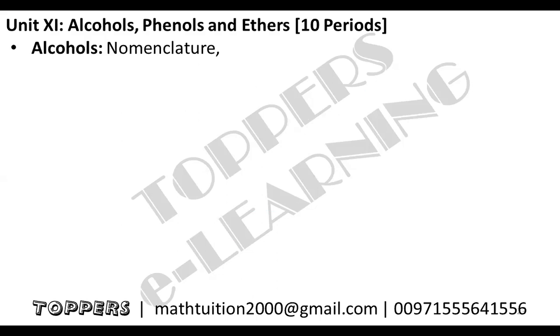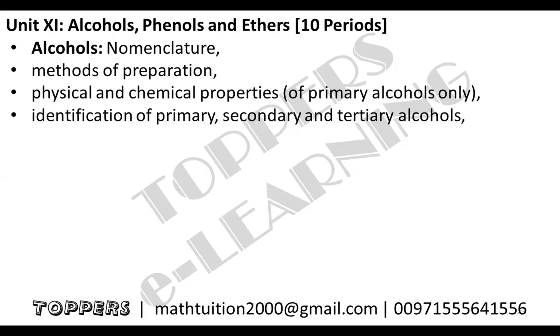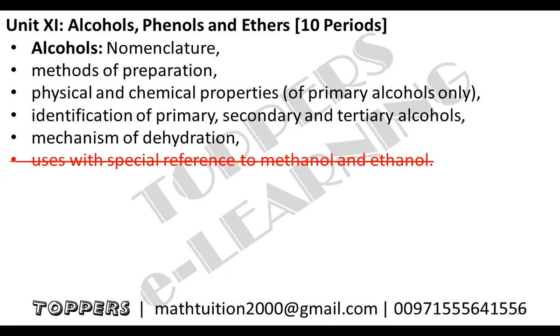Unit 11, alcohols, phenols, and ethers. Alcohols: nomenclature is there, methods of preparation is there, physical and chemical properties of primary alcohols only is there, identification of primary, secondary, and tertiary alcohols is there, mechanism of dehydration is there, but uses with special reference to methanol and ethanol is removed.